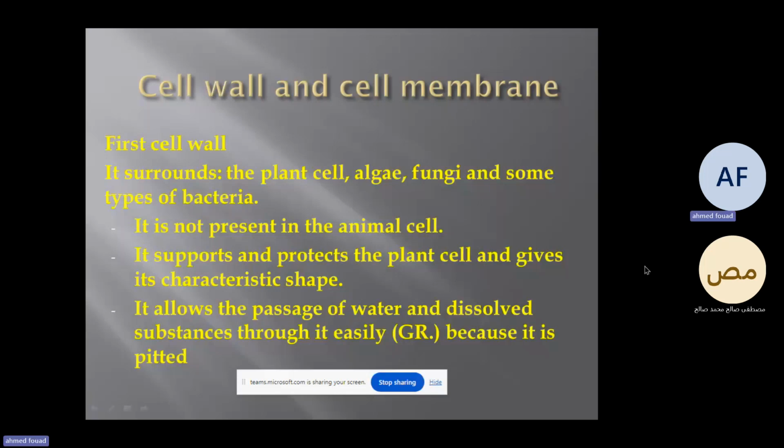So what is the function of the cell wall? It protects the cell and gives the cell its shape. It allows the passage of water and dissolved substances through it, because the cell wall is pitted, containing small narrow holes called pits. The cell wall is not present in animal cells. The cell wall is present only in the plant cell.